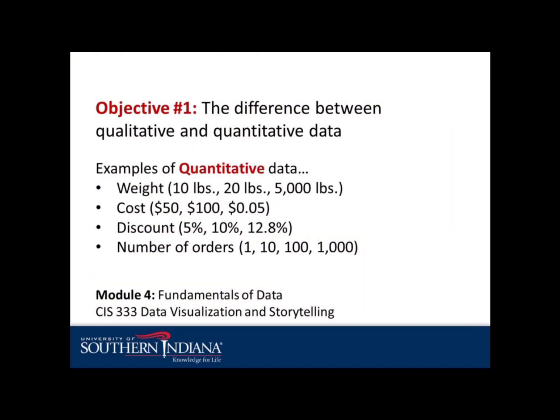So examples of that are weight, cost, anything with a currency number in front of it, discount, or anything with a percentage sign behind it. You may hear that as percentage or ratio, but generally anything with a percentage sign behind it, that's quantitative data. And then number of orders or number of records, that's quantitative data. Other examples could be profit or temperature. Lots of examples of quantitative data or things that you can measure or count.